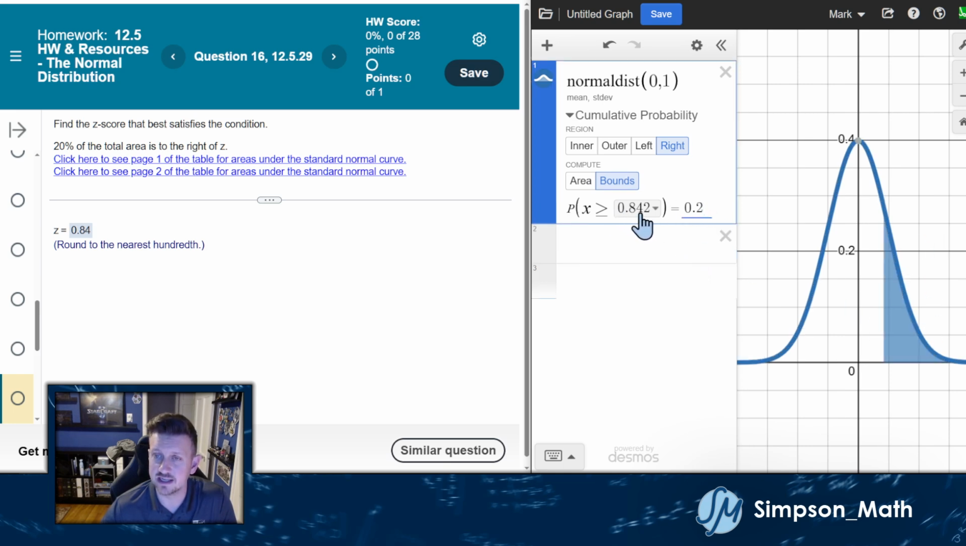And that would be a z-score of 0.842. I know it's a z-score because my mean is 0, standard deviation 1. So that's how I know that's going to be z. To the nearest hundredth would be 0.84.